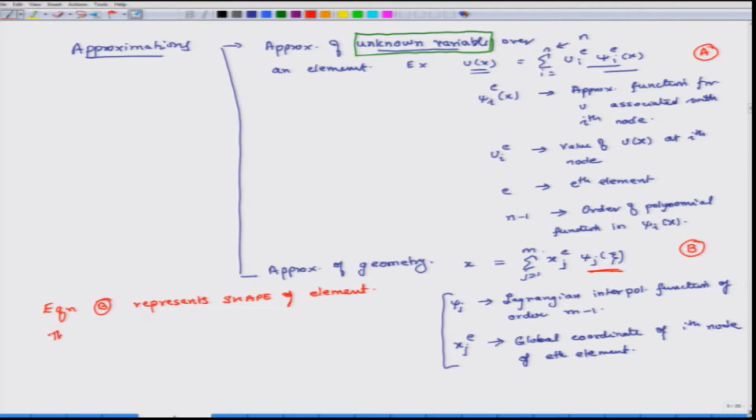Thus, these psi_j functions, which are functions of zeta, may not necessarily be identical to these psi_i's. We can make them the same, but there is no rule which says that psi_j and psi_i are the same. I could have actually used a different symbol here, maybe phi, to make it more clear. Psi_i and psi_j need not be the same, they can be, but they need not be. So, these functions, psi_j's, are known as shape functions.